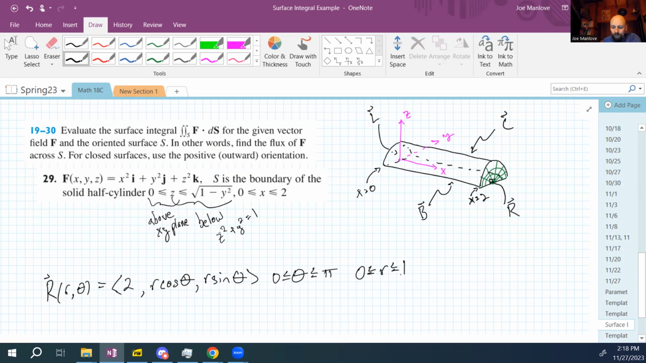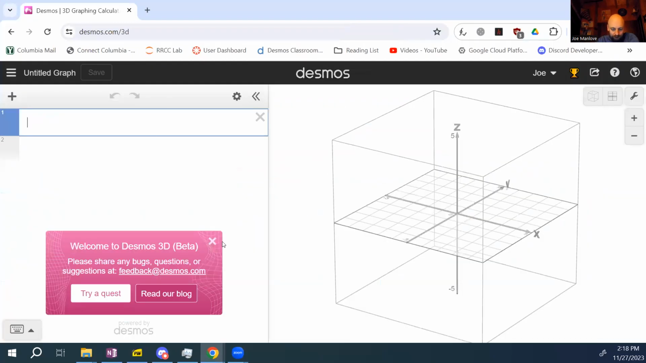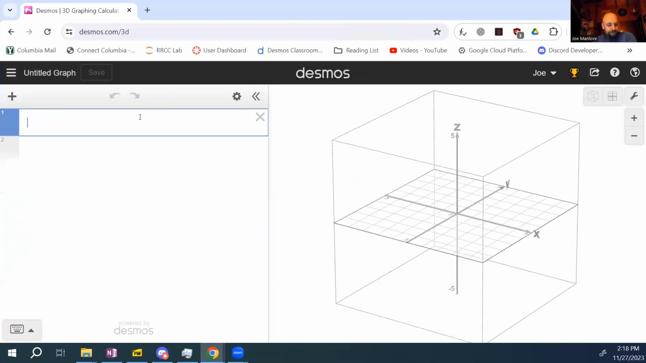How could I confirm this? I guess I could get Desmos out. Let's get Desmos out. Oh, look, it's Desmos. Crazy. Just appeared. All right, so I'm going to throw in 2 comma. I guess I have to type these in as u and v, right? So that's going to be u cosine v and u sine v.